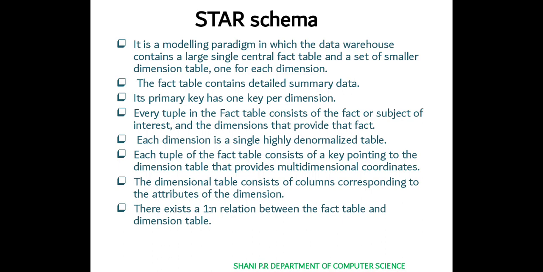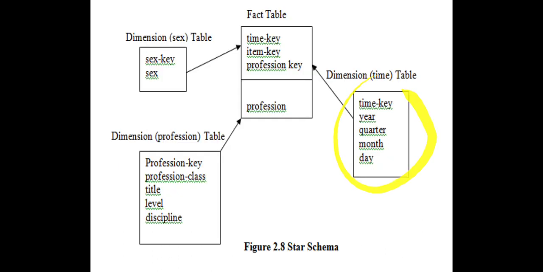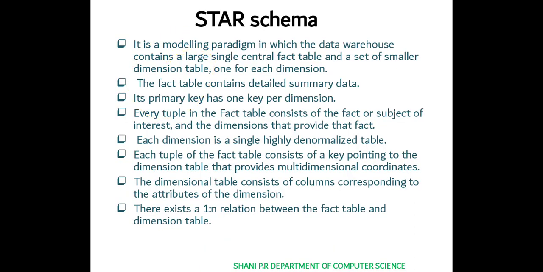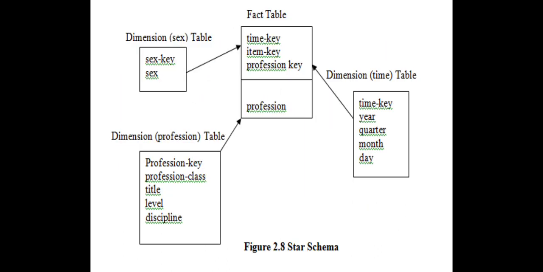Each dimension is in a single highly dimensionalized table. Each tuple of the fact table consists of a key pointing to the dimension table that provides the multi-dimensional coordinates. The fact table will have multiple dimension tables. You can see, right? These are all dimensions. The dimension table consists of columns corresponding to the attributes of the dimension. Here you can see these are the attributes of the particular dimension table. Every table has its own attributes.